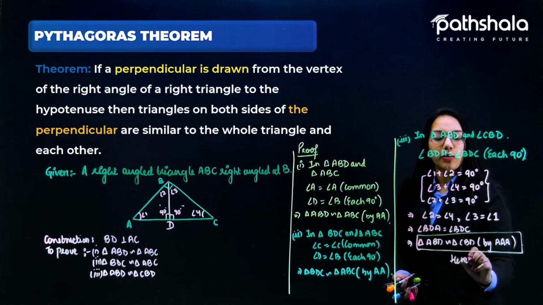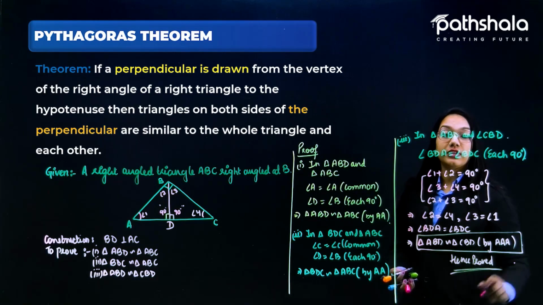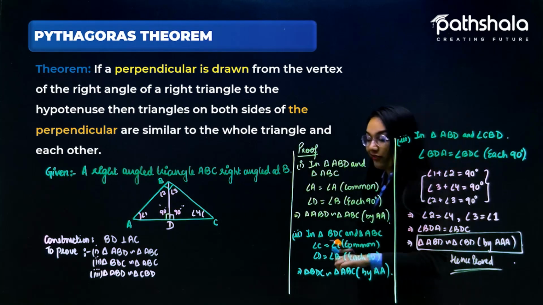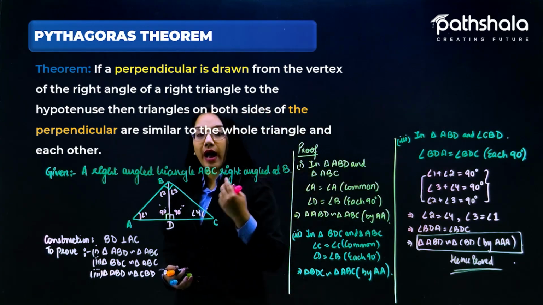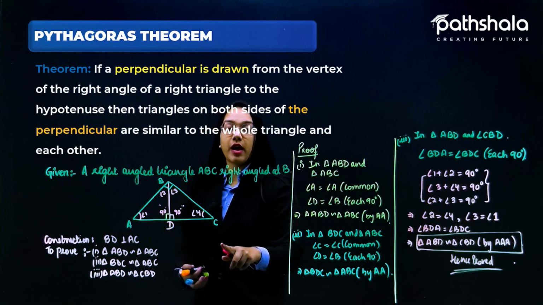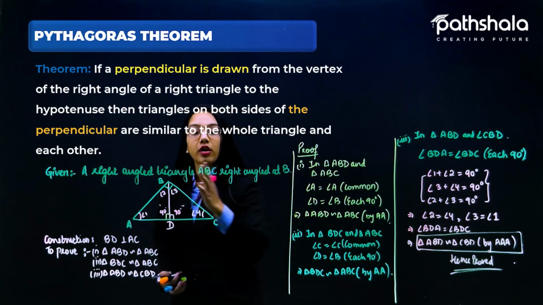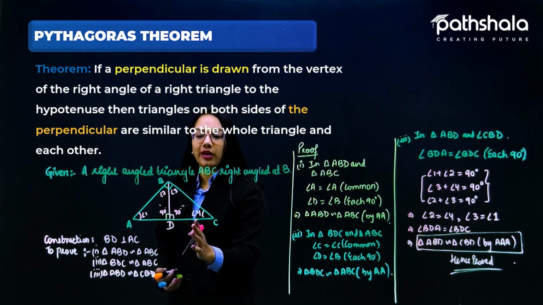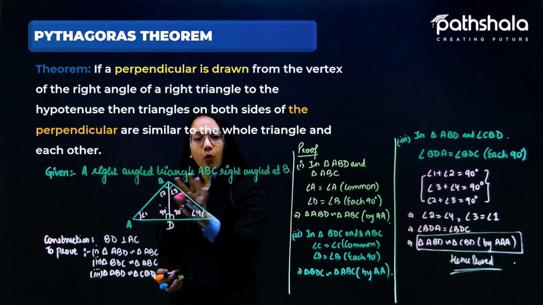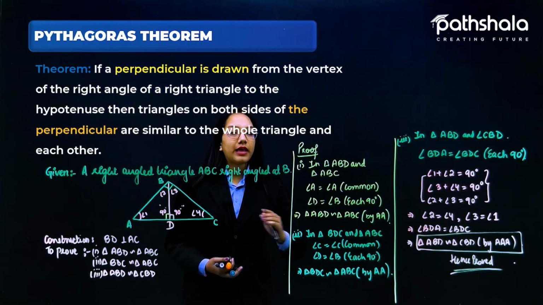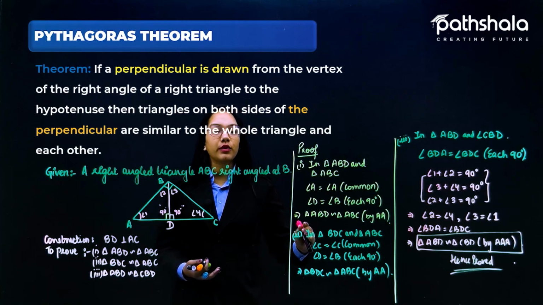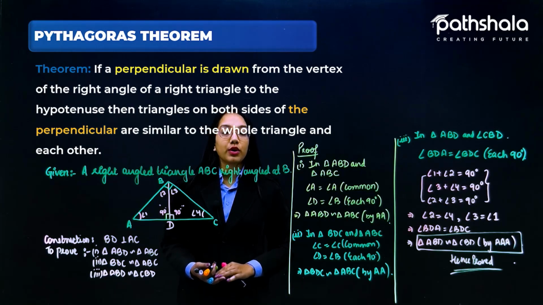So this is all about this theorem, in which we have proved that if a perpendicular is drawn from the vertex of a right angle of a right triangle to the hypotenuse, this is my hypotenuse AC, then the triangles on both the sides of the perpendicular are similar to the whole triangle, and thus they are similar to each other. So this is the theorem that would lead us towards the Pythagoras theorem, because we will definitely use this theorem in the Pythagoras theorem.